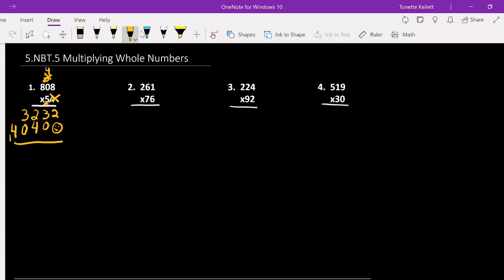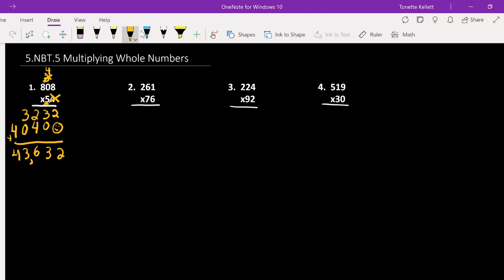Now you just add these two together. 2 plus 0, 3 plus 0, 2 plus 4, 3 plus 0, 4, and nothing. All right, count back 3 spaces and put your comma. You have 43,632 for your answer.